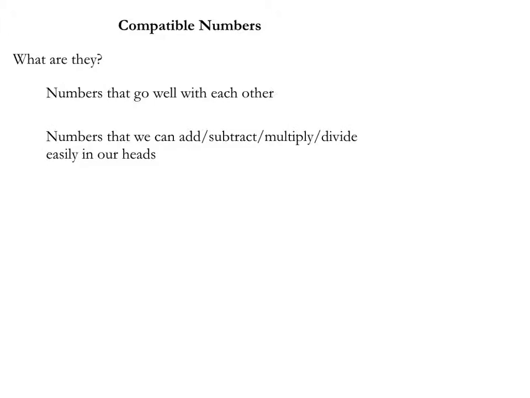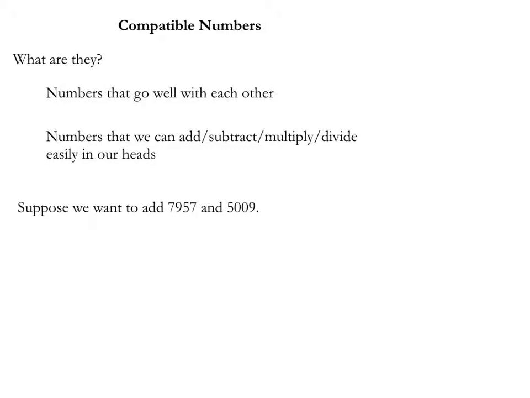When we estimate, we deal with what are called compatible numbers. So what are they? When you hear the word compatible, you think of things that go nicely together. And that's just what compatible numbers are. It's numbers that go well with each other. In other words, numbers that we can add, subtract, multiply, and divide easily in our heads.